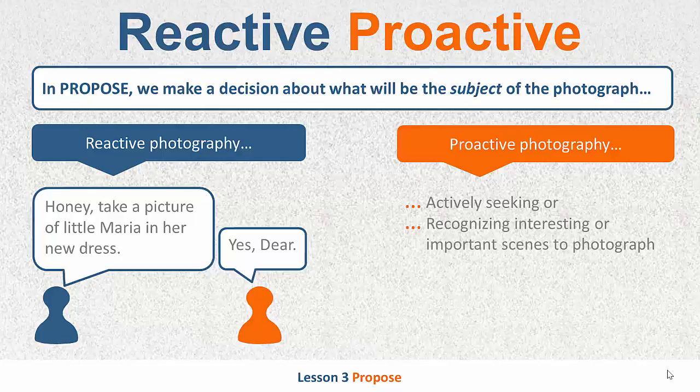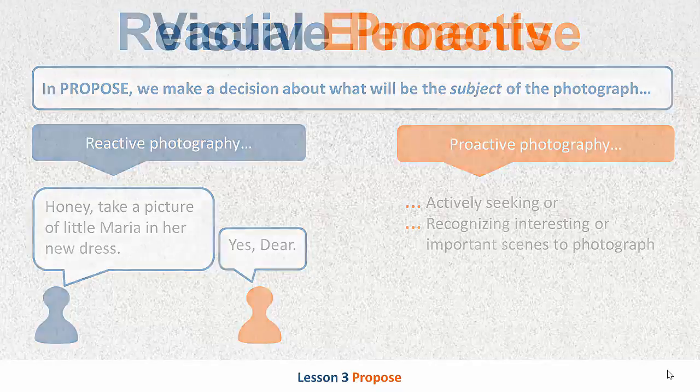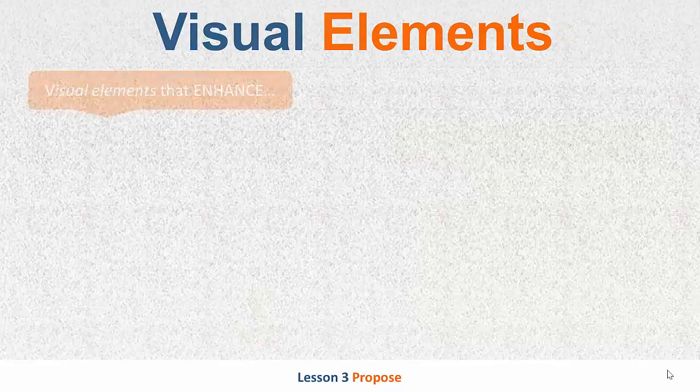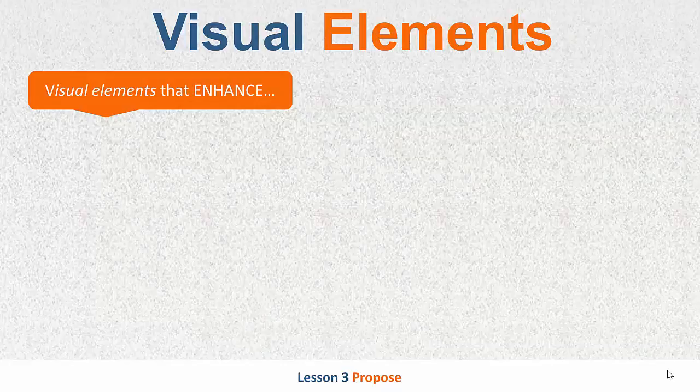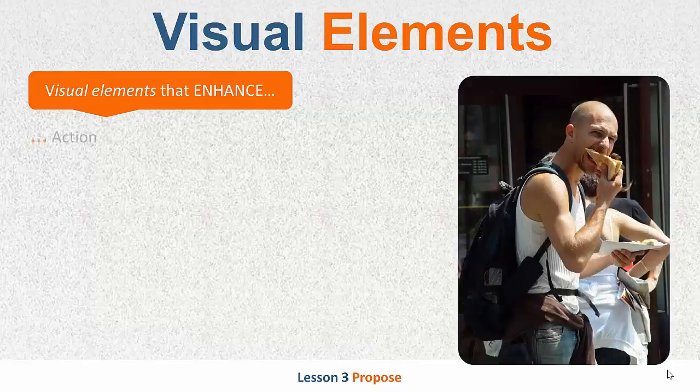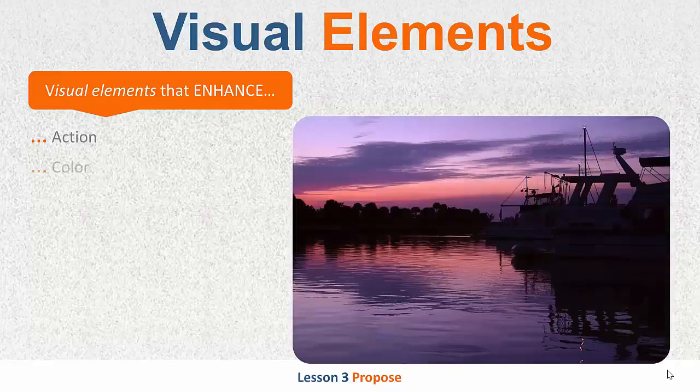What are visual elements that can enhance photos? Some visual elements, in addition to the subject, can enhance a photo. In fact, that visual element may be the subject of the photo. Here are examples of some of those enhancing visual elements. Action: the pizza man. Color: late evening at an anchorage.